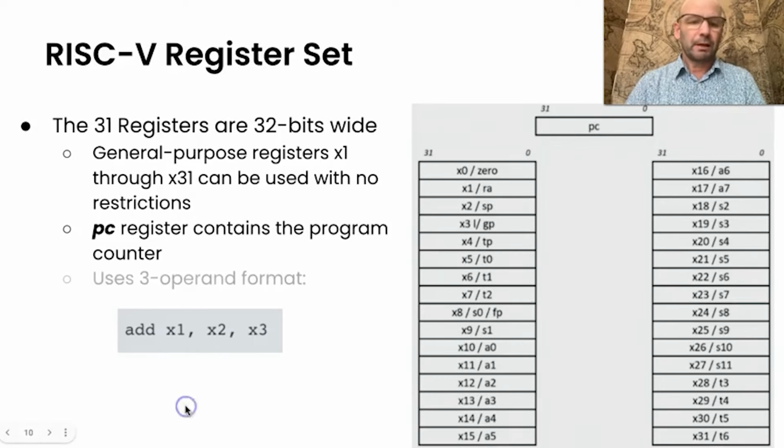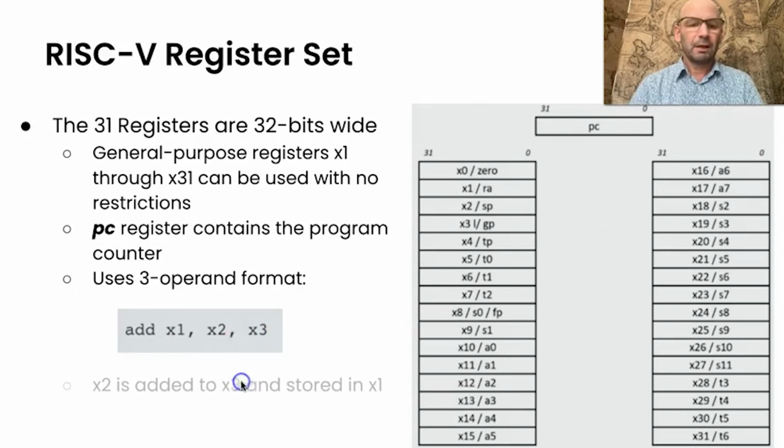Oh, it uses a 3 operand format. What do we mean by that? Well, if we look at this addition here, we can see that X2 here is added to X3, and then the result is stored into X1. Okay, so that's what we mean by the 3 operand format. So we do a calculation on X2 and X3, and then we store the result of that in X1.